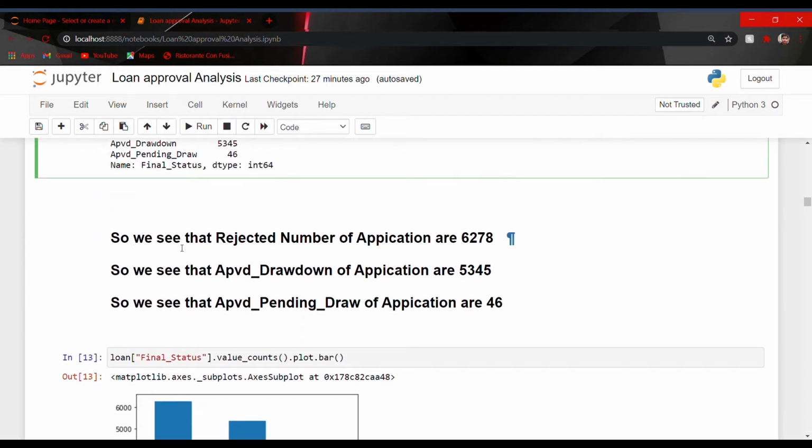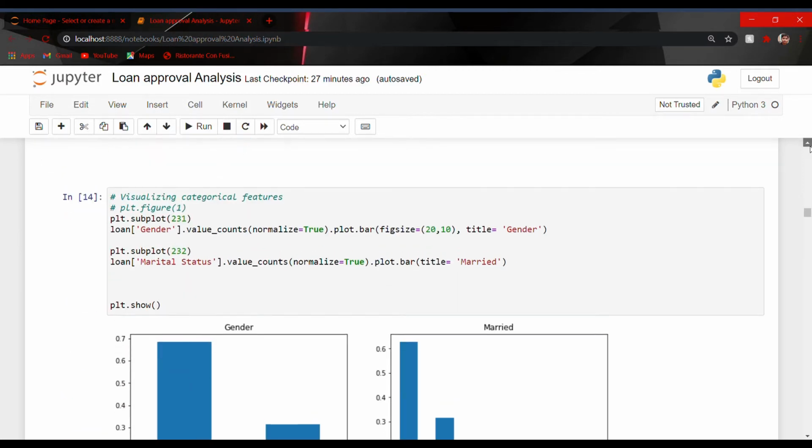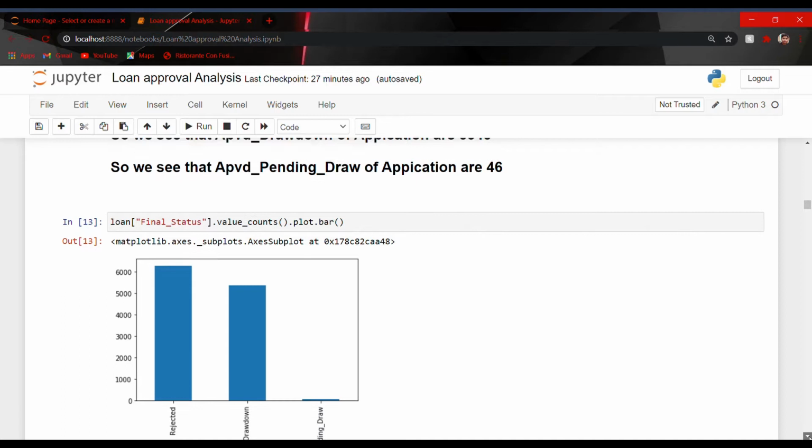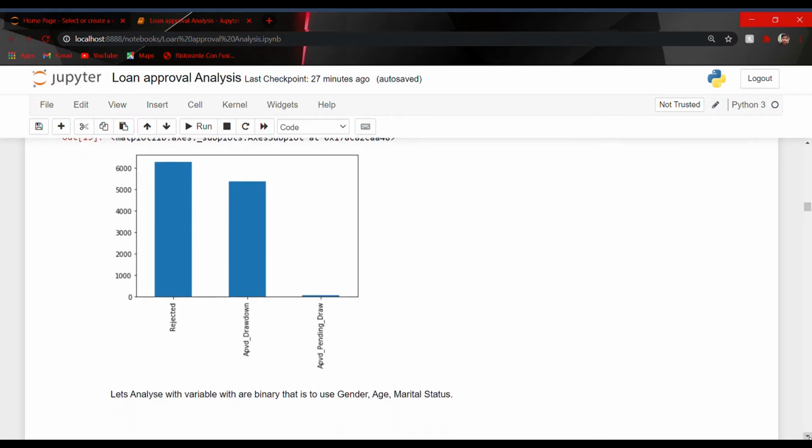So we can see that the number of applicants rejected is 6,278. The number of applicants whose approval is withdrawn is 5,345, and similarly, applicants whose approval is pending are 46. Now here we have visualized what we have seen above in numeric format, that means the number of loans rejected, approval withdrawn, or approval pending.